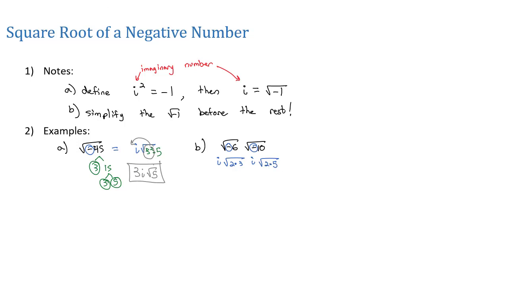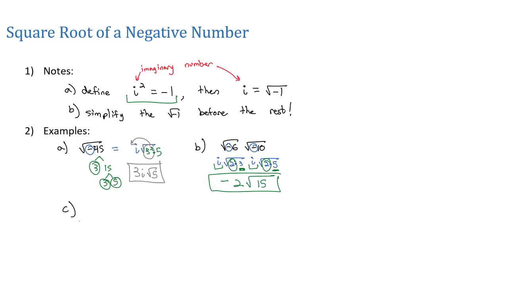And this is where it gets interesting, because now I see i times i. i times i is i squared. But remember, i squared equals -1. So we have a negative. Also, under the radical, we see 2 appears twice. That means we can pull a 2 out, leaving behind 3 times 5, which is 15. So the square root of -6 times the square root of -10 is -2 square roots of 15.